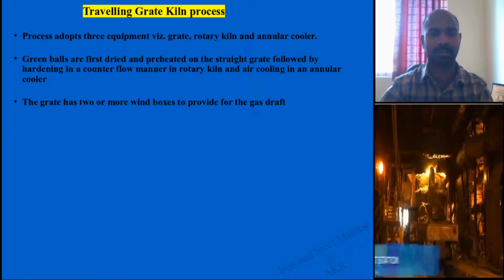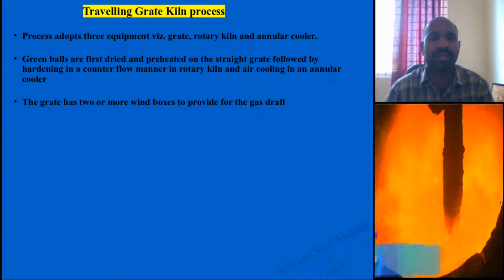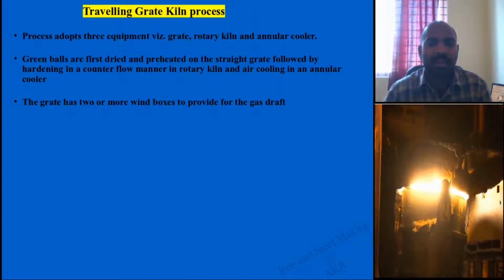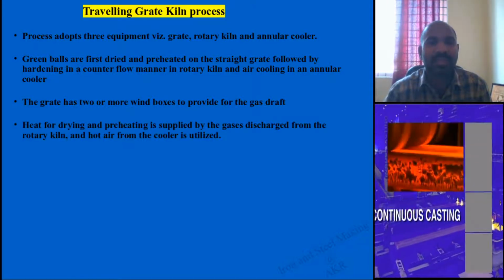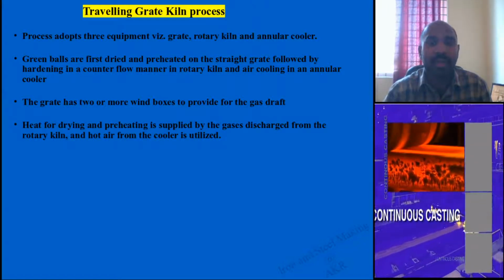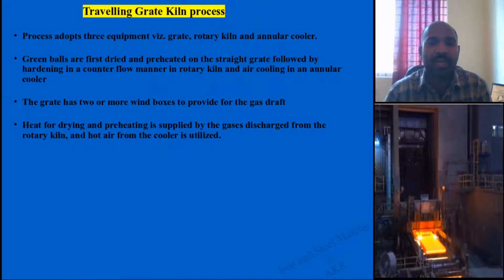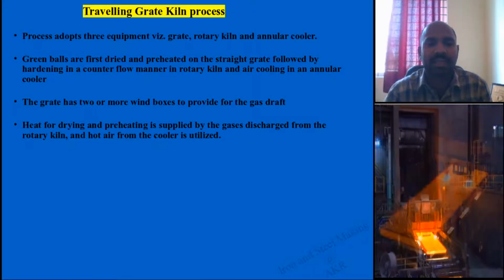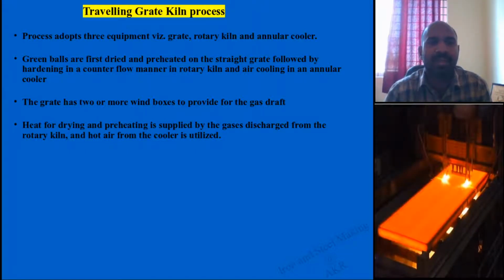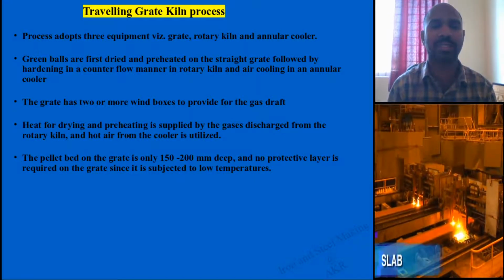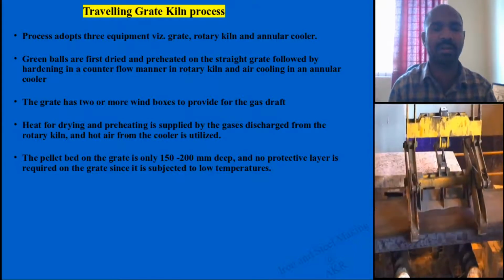Below this grate there will be wind boxes. From the wind boxes the gas is absorbed into the electrostatic precipitator, cleaned and stored in the gas stoves. After this section, it is moved to the rotary kiln. It is heated further and cooled in the annular cooler section. Finally you will be getting the pellets on this moving traveling grate.